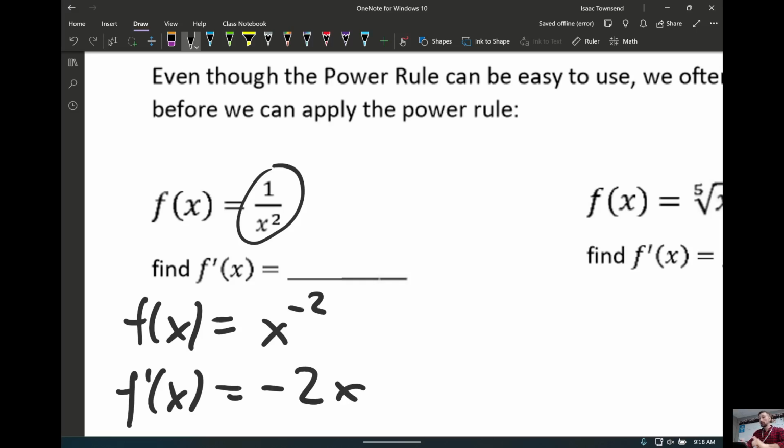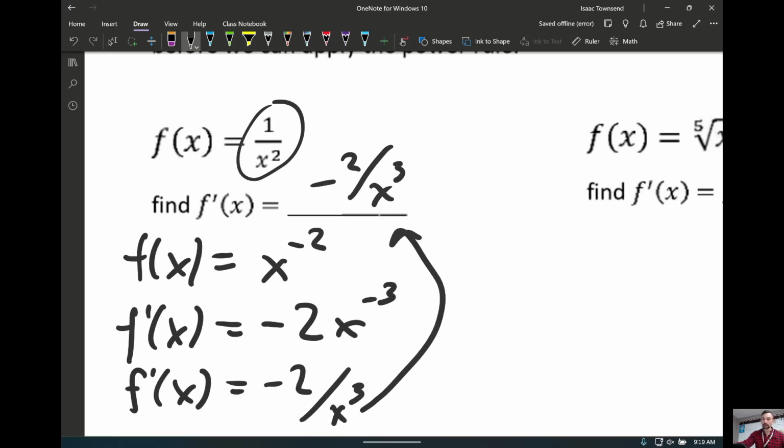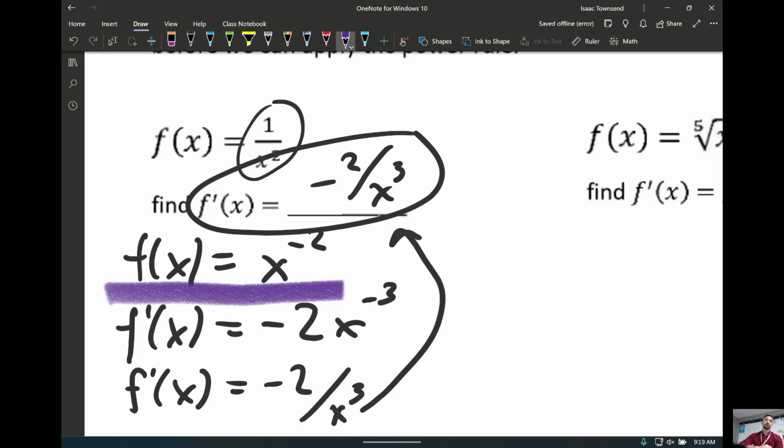I can bring the power down, lower the power by 1, and then the only other thing you're going to have to get in the habit of doing is that negative exponents are typically considered unsimplified in math. So I move this up to the numerator so that I could use the power rule, but in the end, if I have a negative exponent, I need to move it back down. You shouldn't have any negative exponents in your answer. So it was still the power rule, but this is not in the power rule format, so I had to rewrite it with exponent rules so I can use the power rule.